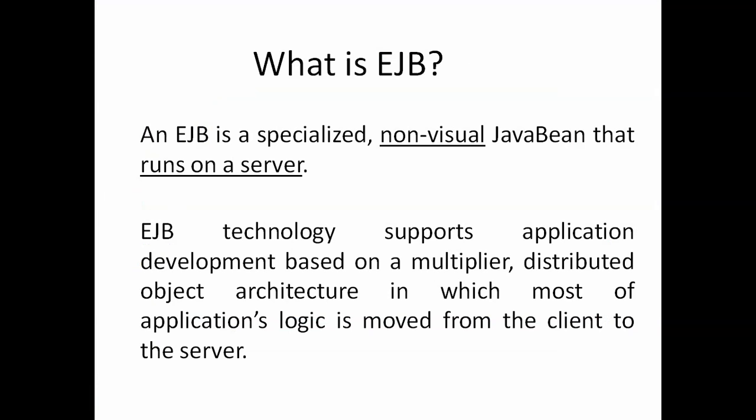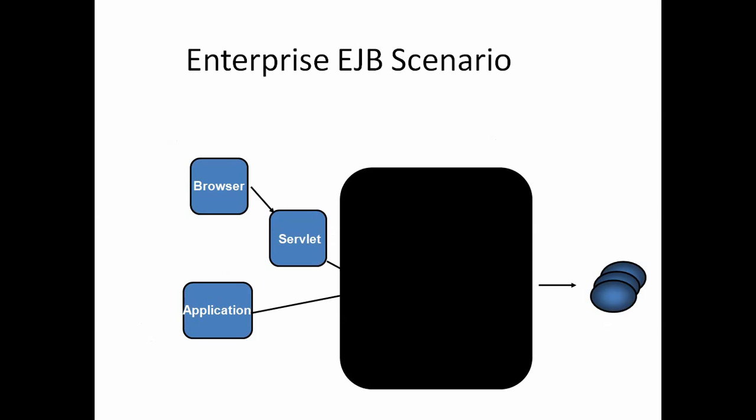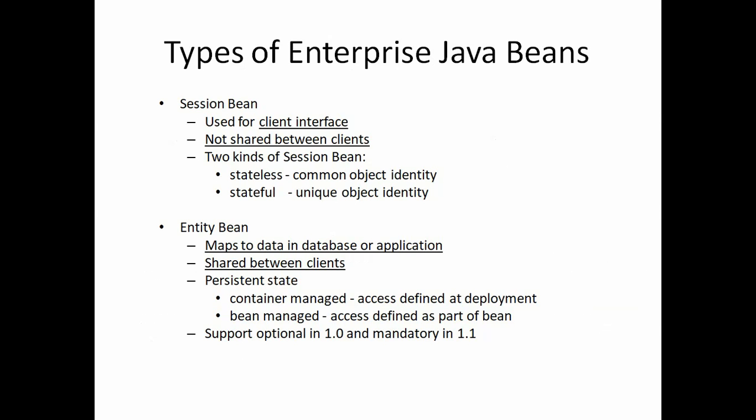So this is the complete program. And Enterprise Java Bean is very important. EJB is a very important concept of web technology, and it is divided into two parts. EJB technology supports application development based on multitier distributed object architecture, in which most of the application logic is moved from client to server. So always it is for the client to server model, and you can see here the Java Bean is divided into two parts. Number one, session bean, and number two, entity bean.